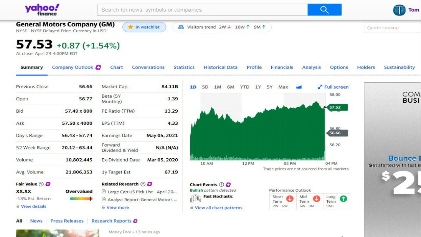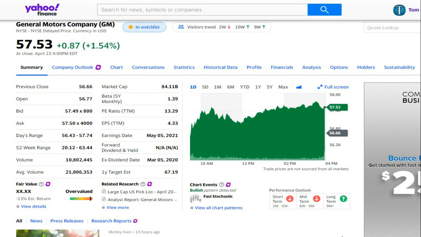By the way, under the words General Motors Company up there in the upper left hand corner, we see NYSE, New York Stock Exchange, so I like NYSE stocks. Near the bottom of the first column on the left, overvalued is what the experts say, which means the price should be lower than what it is right now.